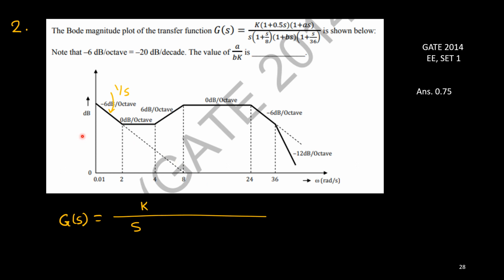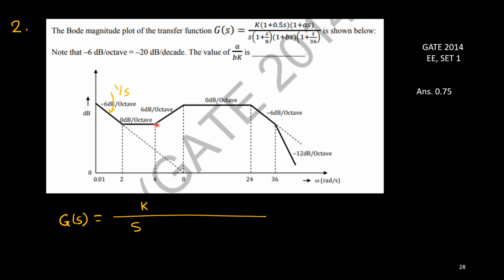We'll start from the left side and go to the right side. So we'll start from here. There is an initial slope. Based on the initial slope, we have concluded that there should be one pole at the origin, this 1 upon s function, and it can have some DC gain K. Now consider this point. This is one cross point, a corner frequency.